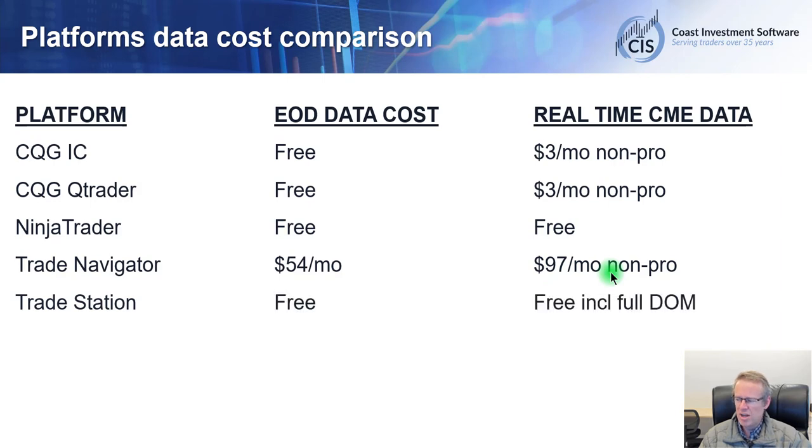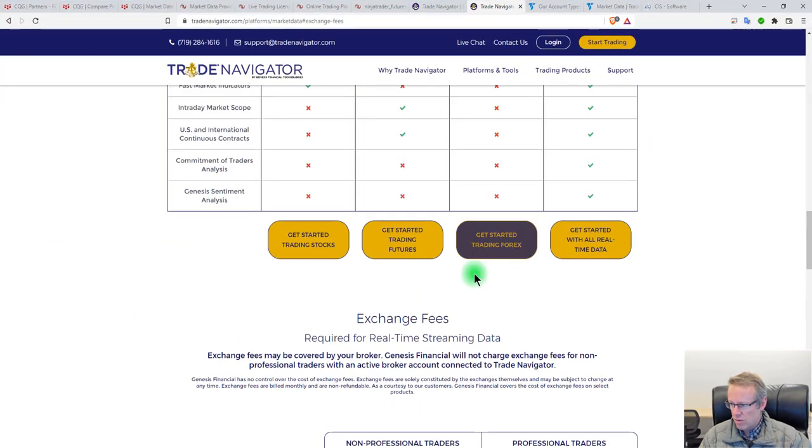TradeStation, basically free, and what's interesting, this includes full depth of market. The other ones do not. It's just level 1 depth of market, and you need to pay more if you want to add full depth of market. I believe another $30 for CQG a month, so it adds up to $33. And then on Trade Navigator, we can quickly take a look at that as well.